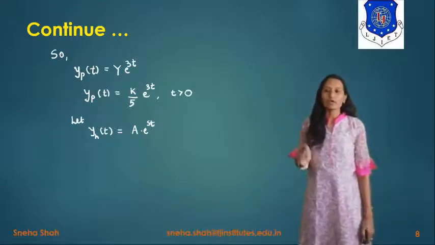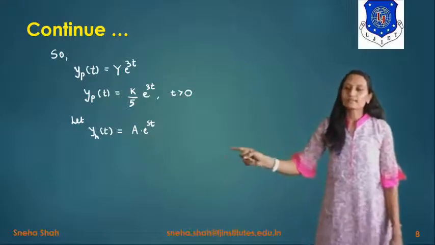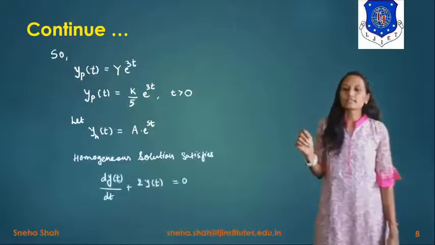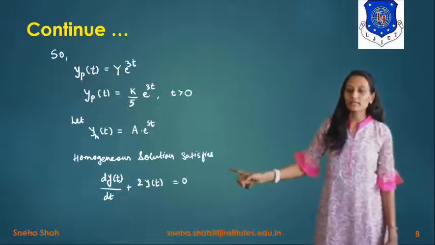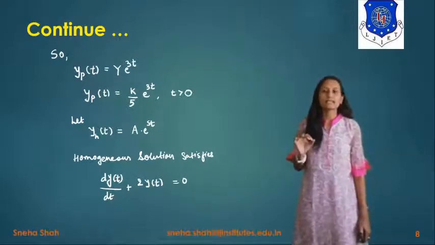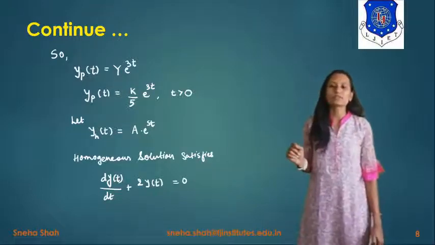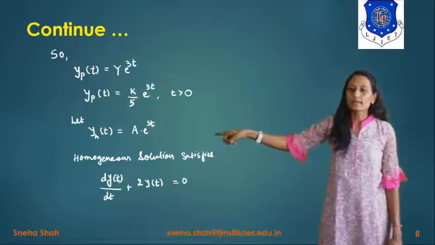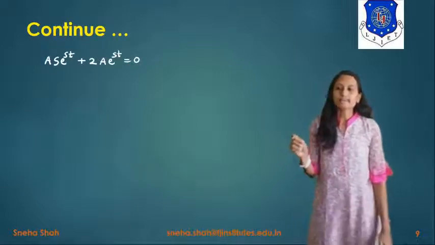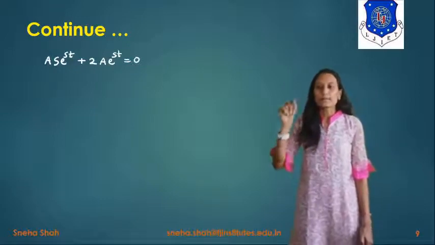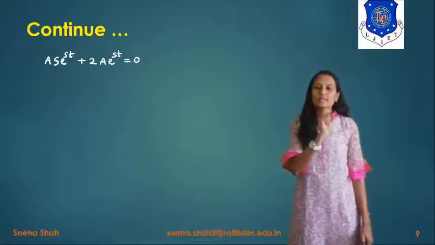Now if we find the homogeneous solution, yh(t) will be represented like this: a e^(st). The homogeneous solution satisfies this condition, dy(t)/dt plus 2y(t) equals 0, because we take the input signal equal to 0, and only then it gives you the homogeneous solution, right? In this, instead of y, we take a e^(st). So the term will be a s e^(st), because we have taken the differentiation of the output, plus 2 a e^(st) equals 0.